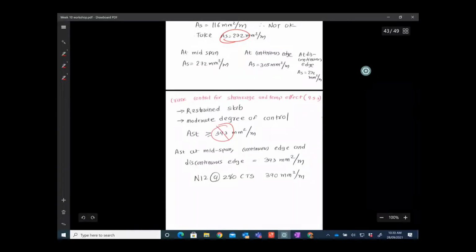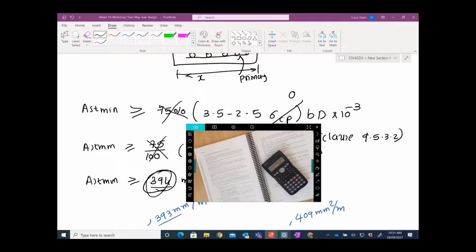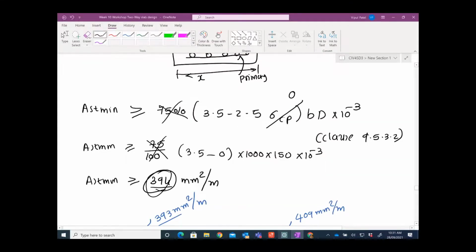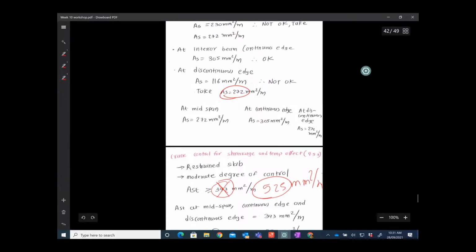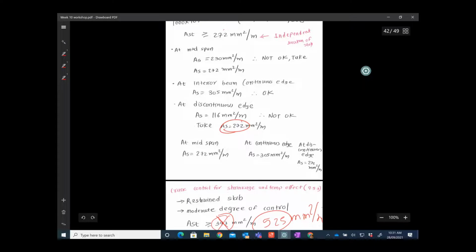So you just make this one, please make the correction: 525 millimeter square per meter. And everywhere you need to provide this 525 spacing. So if you come back here in our Rio tables, 525. So everywhere I think you just need to change everything here.